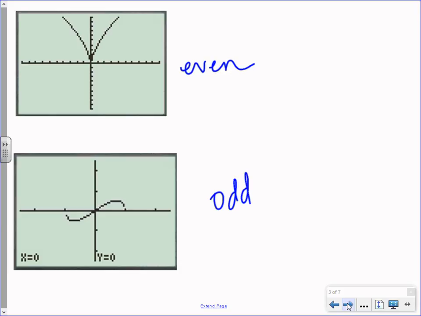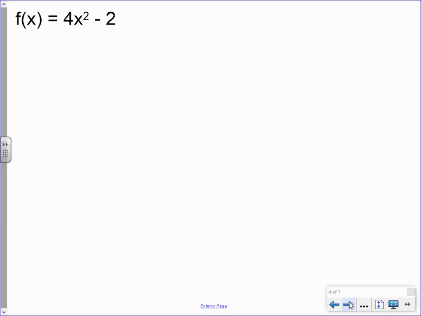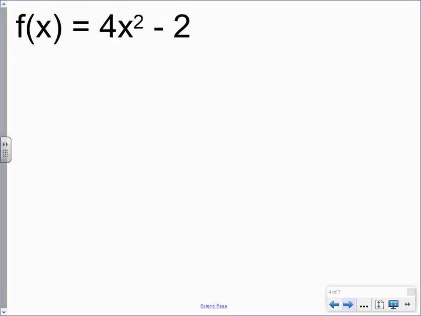Okay, that is not the example. Here is the example. Okay, and I want to show you how I'd like you to organize your work. The more of these you do, the more you're going to see some patterns. Some of you might even have an idea of what this is going to be, especially based on our parent function.